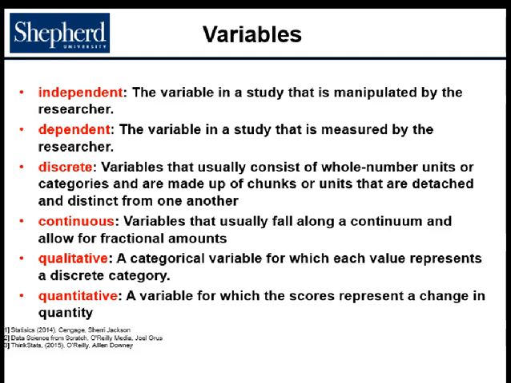The manipulated variable in a study is the independent variable, and the variable measured in a study is the dependent variable. The group of subjects that serve as a baseline in a study is the control group, and the group of subjects that receives some level of treatment is the experimental group.